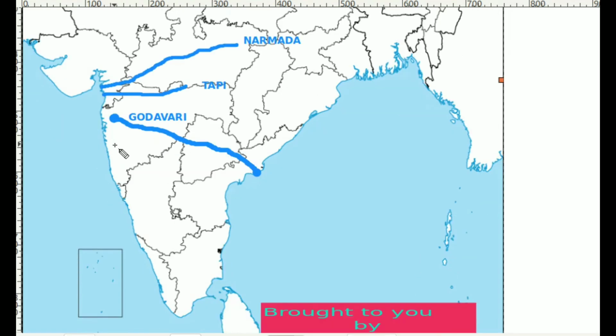Now it is Krishna, also originating from the Western Ghats, from Maharashtra, ending here. Join the 2 points. Like this. It is Krishna river. You understand the starting point and ending points and join them. That is Krishna.